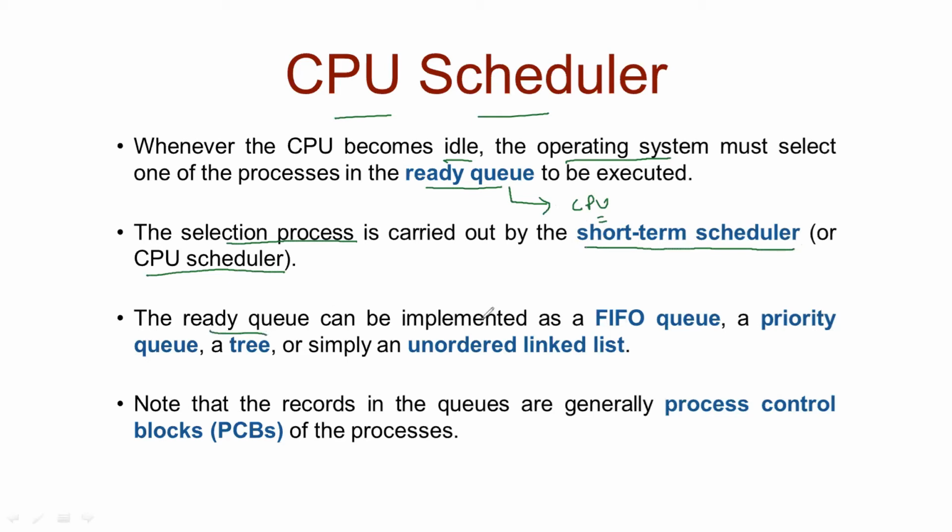The ready queue can be implemented as a FIFO queue. FIFO stands for first in, first out. We will discuss these queues one by one later. Next can be a priority queue. It can be implemented as a tree, or it can be simply any unordered linked list, right?